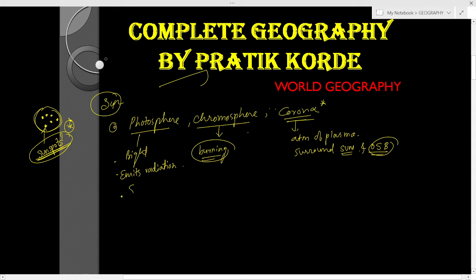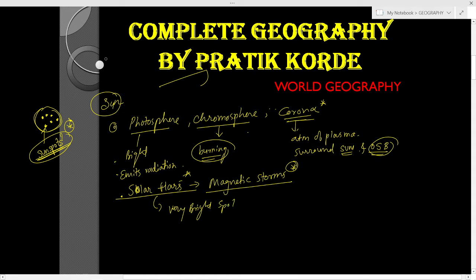Now there are solar flares. Solar flares are basically magnetic storms. Whenever solar flares happen, the communication between satellites is disrupted. So a solar flare is a magnetic storm on the Sun which appears as a very bright spot, and it is a gaseous surface eruption. Basically gases are erupted from the surface. So that is a solar flare.